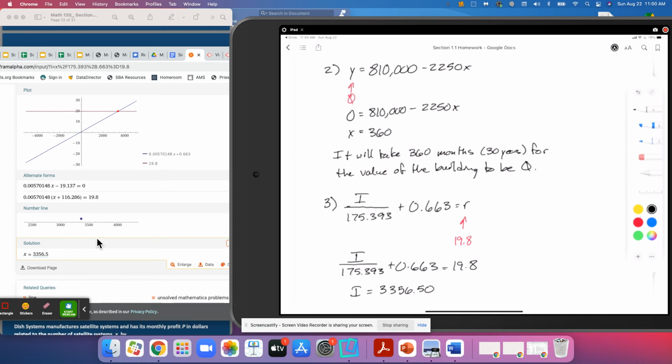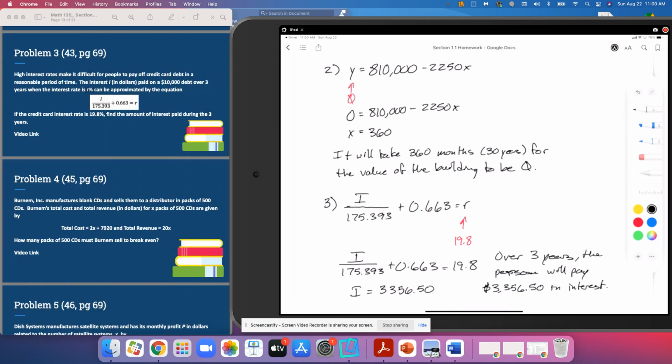And so the explanation for this one, over 3 years, the person will pay $3,356.50 in interest. So to borrow $10,000 costs them $13,356.50. This is just the beginning of our conversation in regards to being careful with credit and how much money you choose to borrow and how long of a period of time you take to pay it back, because owing money and being in debt is not fun or cool.